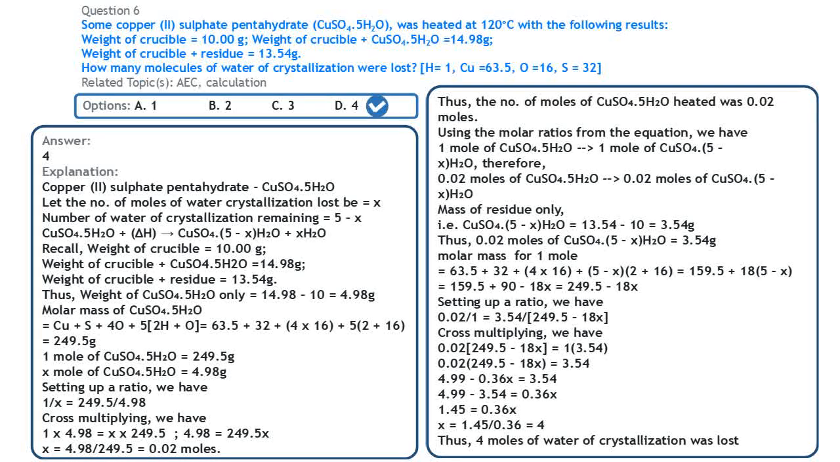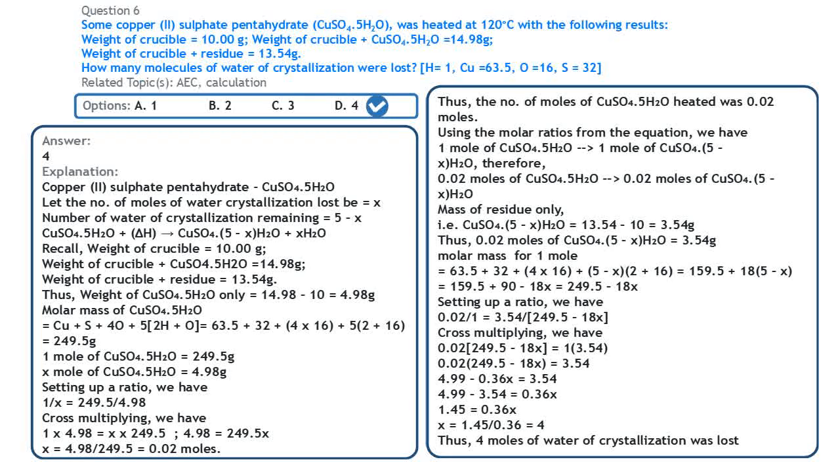I'm bringing this one to this side for convenience, because I know that when this minus 0.36x comes to this side, it will become plus. And that is easy to deal with. So I'm going to have 4.99 minus 3.54, that is equal to 0.36x. This minus this is 1.45 equals 0.36x.